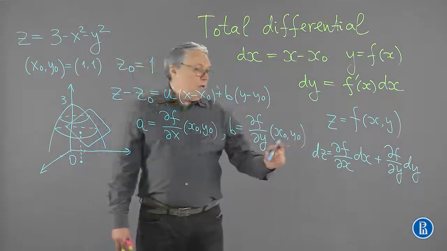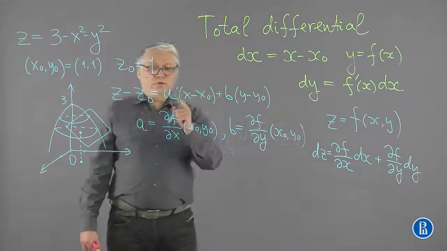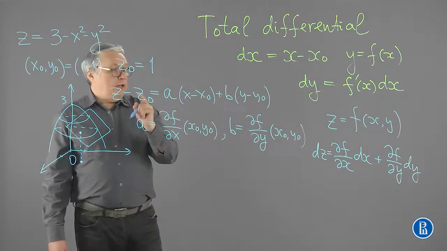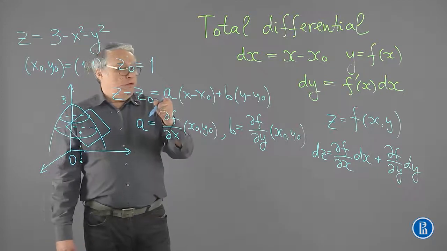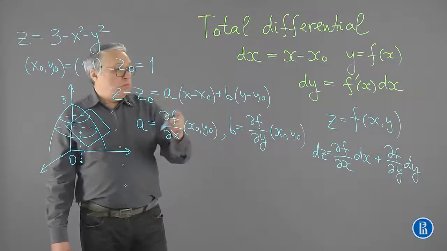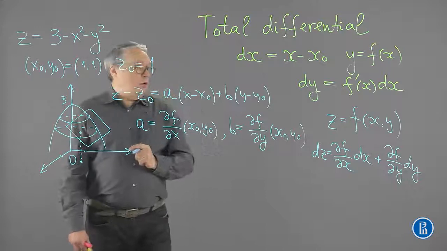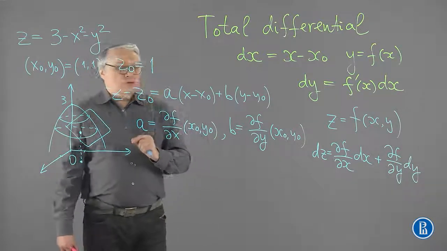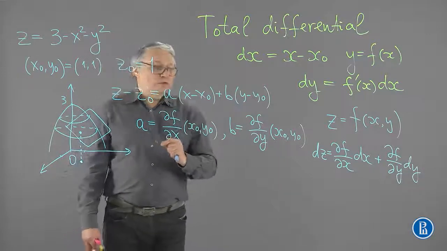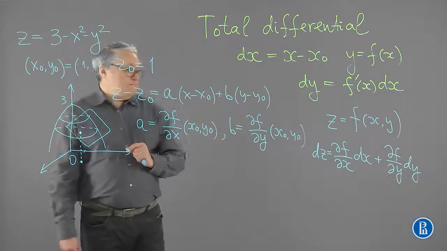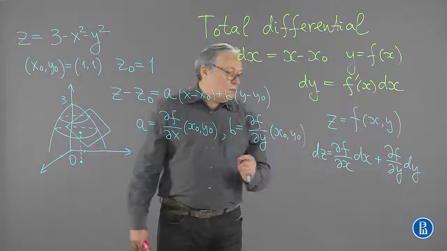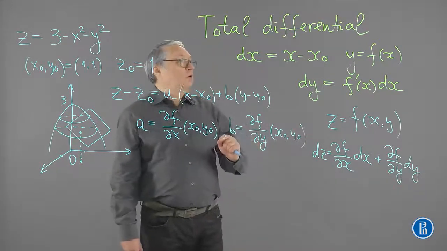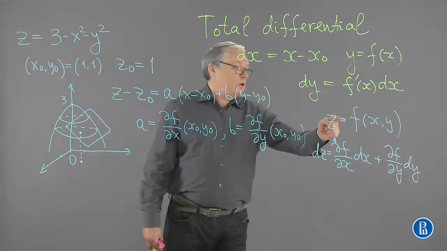Now, if you compare this formula with the formula of the tangent plane, given the values of a and b, we can see it's the same formula. So it looks as if the total differential provides the linear approximation of the function in question, f of xy.